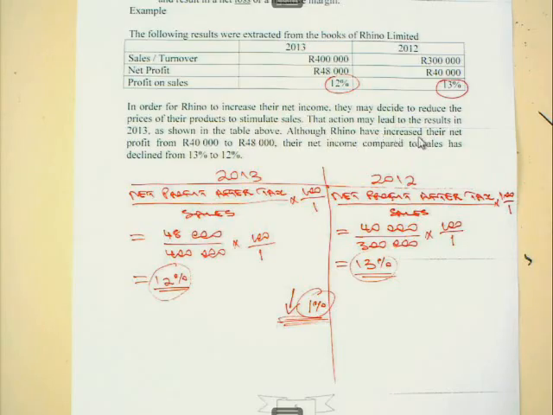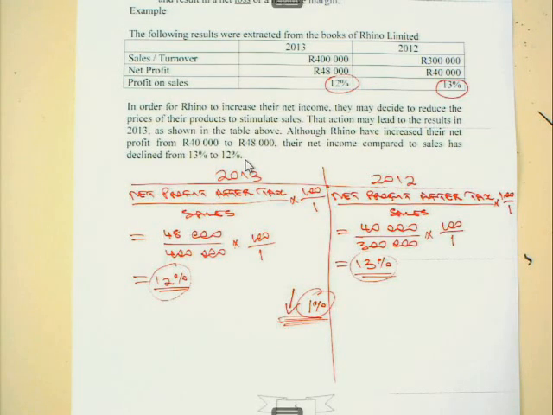Although Rhino have increased their net profit from 40,000 to 48,000, like I've explained, their net income compared to sales has declined from 13% to 12%. It is the prerogative of every business to decide how they are going to stimulate their sales. Therefore, Rhino in this regard decided to reduce the prices. Your normal buy one get one free, or buy two for the price of one, so that people will come, and that will increase the sales.